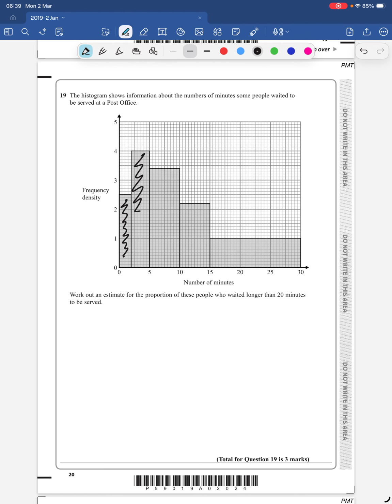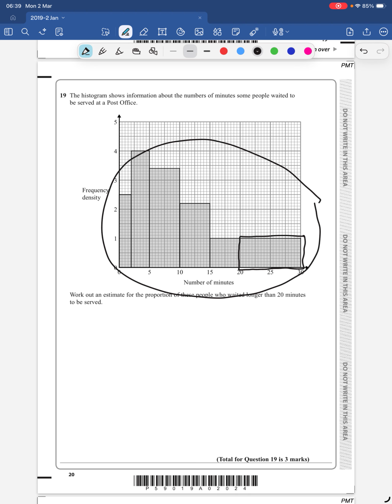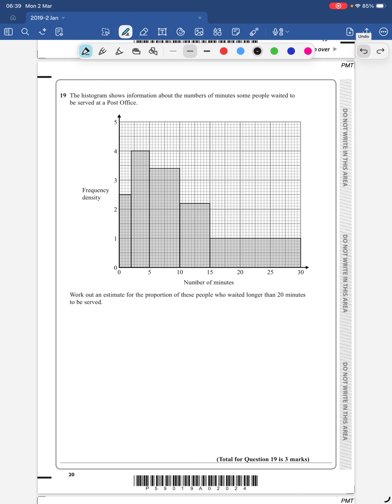And we're going to have to work out those areas, because what we want in the end is the number of people who waited more than 20, and that's that lot, out of all of them. Okay, and that's going to give us a fraction. It's going to give us a proportion. So we've got to work out all these areas, you've got to go really carefully. It's just a question of getting them right.